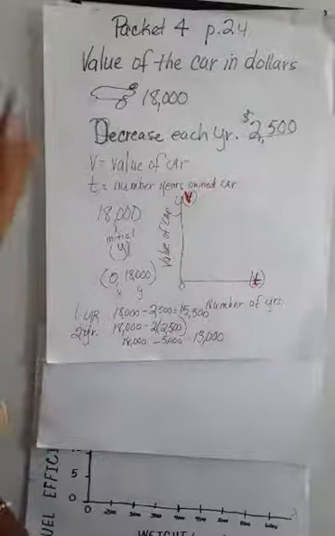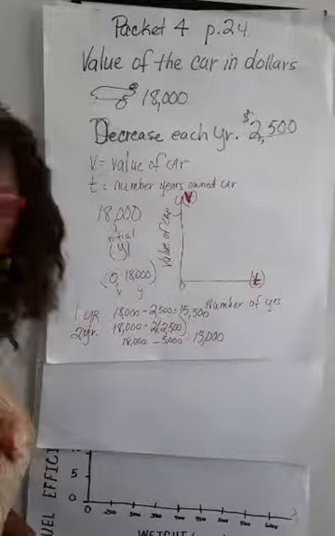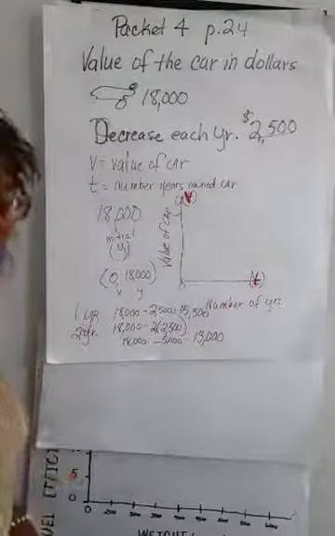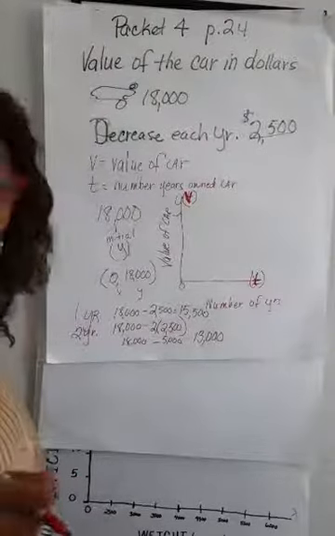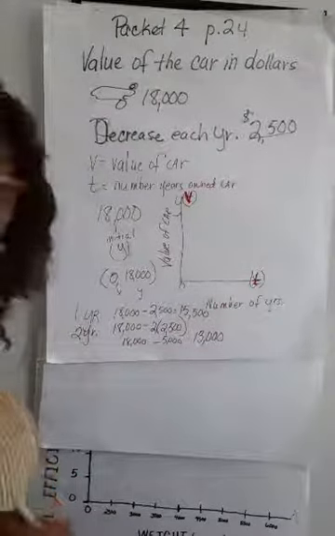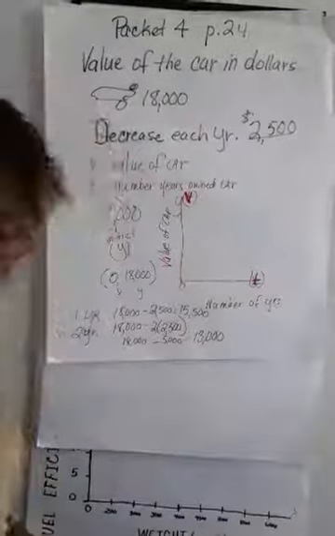House, value goes up. You pay $5,000 for it. In 10 years, you got more money. 50,000. I'm just saying. So it goes up.